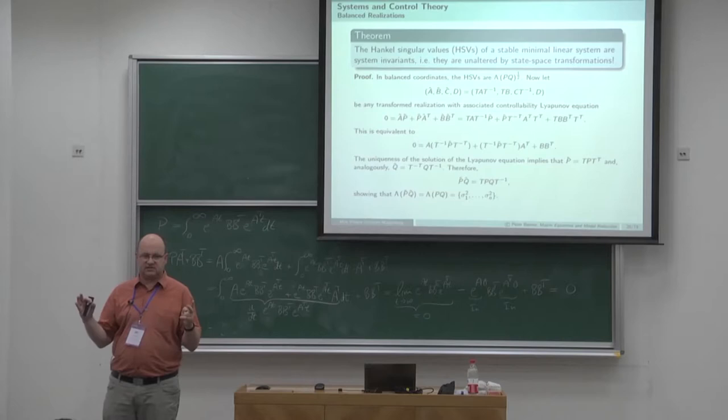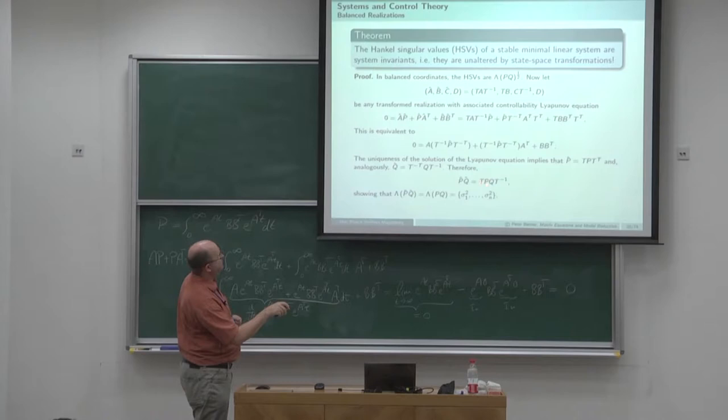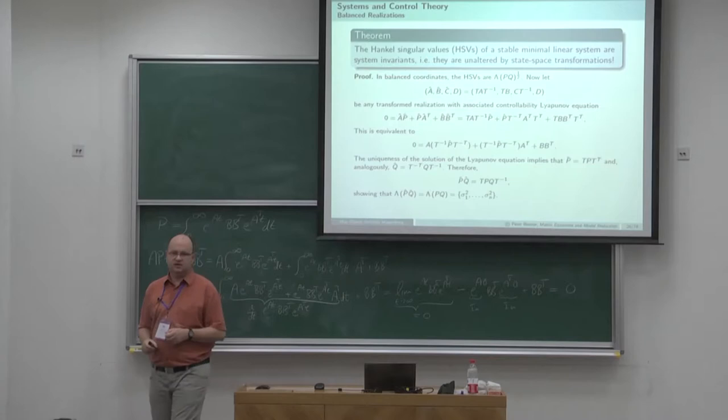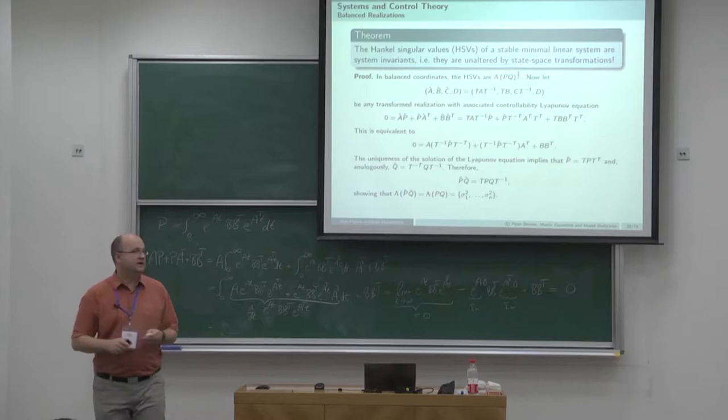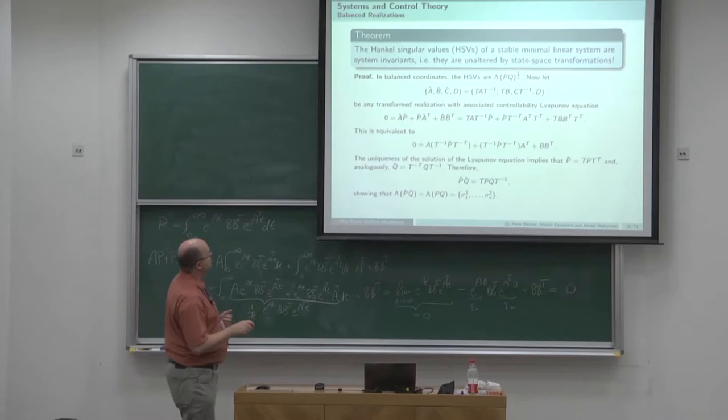But for the product P hat times Q hat, you see that again T transpose, T inverse of T transpose cancels in the middle. So what you have here is that the product P hat Q hat is a similarity transformation of PQ. So the eigenvalues of the product P times Q do not change. And if you take the square roots, that doesn't make a conflict, because we have positive numbers, you take positive square roots, and you're fine. So the eigenvalues of the product P hat Q hat, as the eigenvalues of the product P times Q, are the Hankel singular values squared.